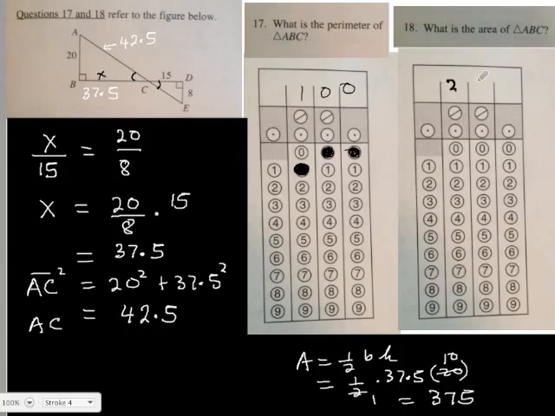So it would be 375. This is 3, 7, and 5. 375. Very good.